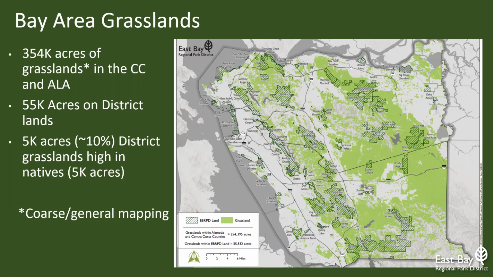We have 55,000 acres on district lands, and about 5,000 acres on district lands are grasslands that are high in natives. That's about 10% of the grasslands in the park district.